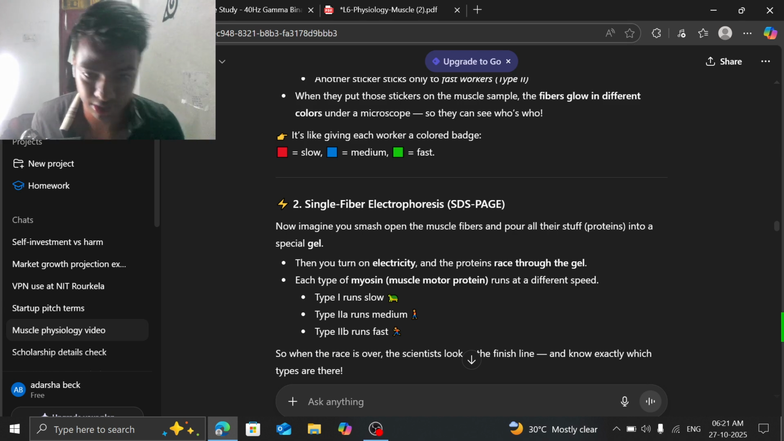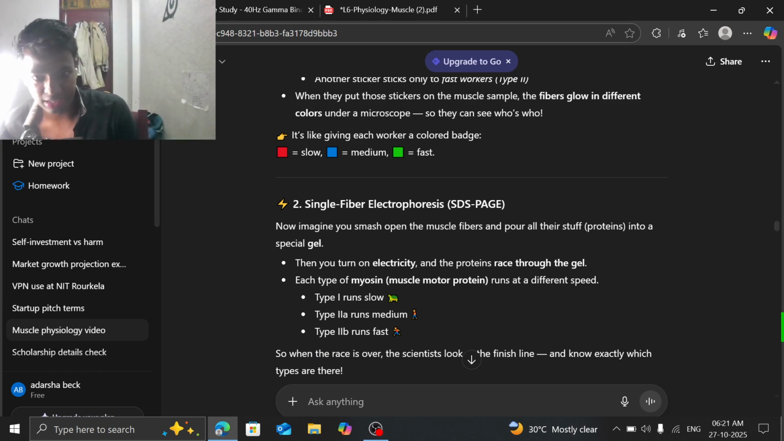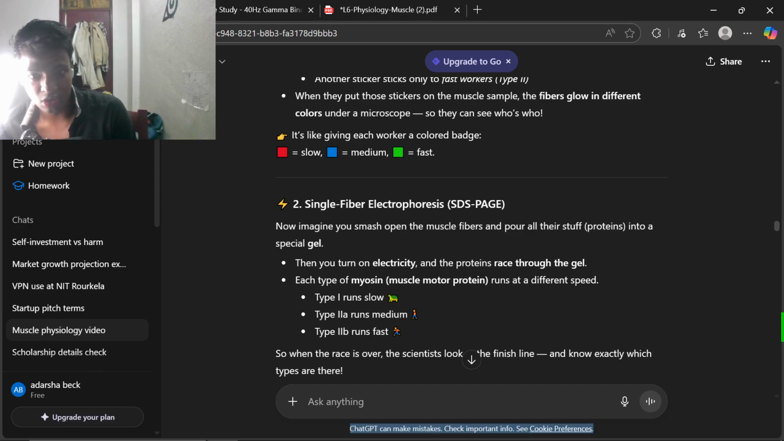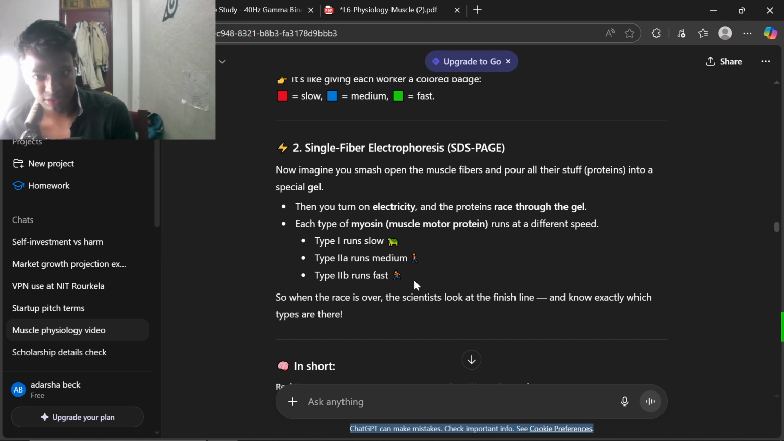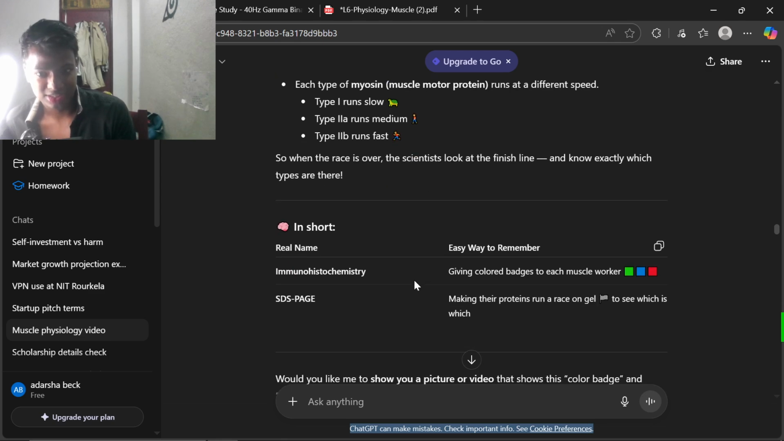If you put it on a special gel, the type 1 will go slow, the type 2 will run faster because they are faster, and the type 3 will run fastest. The muscles will run anyway.